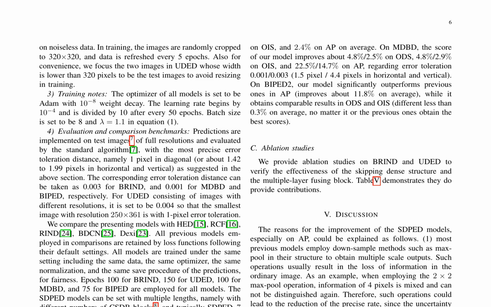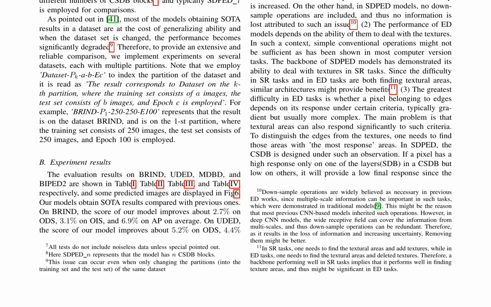Ablation studies on BRIND and UDED datasets verify the effectiveness of the skipping dense structure and the multiple layer fusing block. The improvement of SDPED, particularly in AP scores, can be attributed to the absence of downsample operations, its ability to handle textures, and the design of the CSDB block, which distinguishes edges from textures.